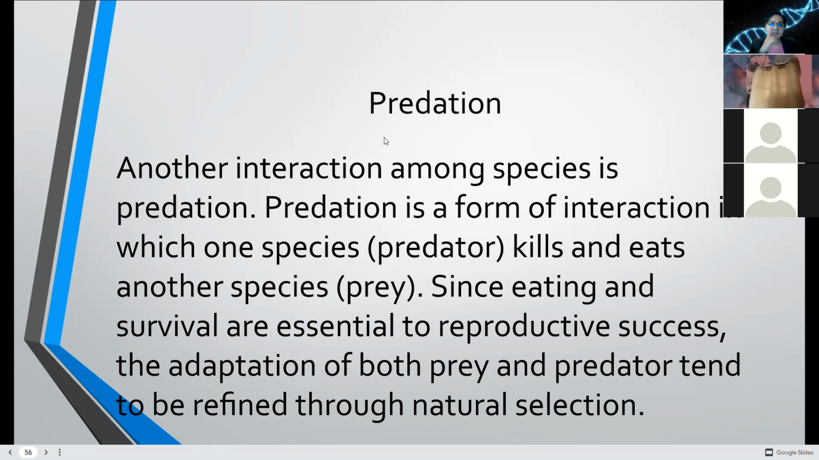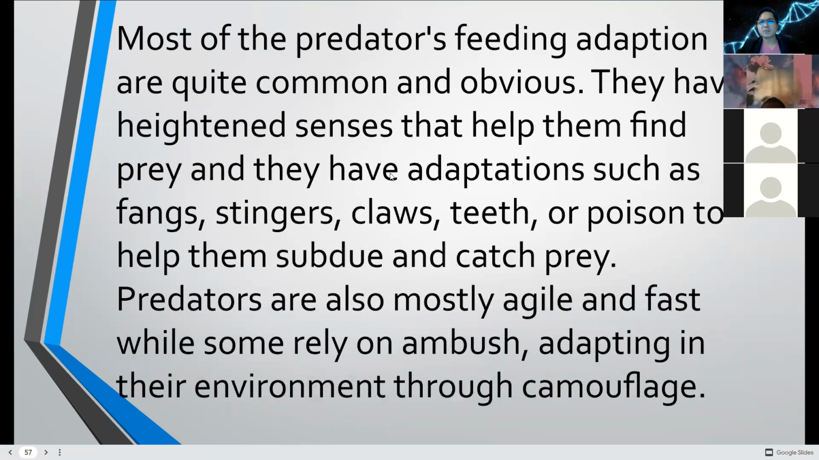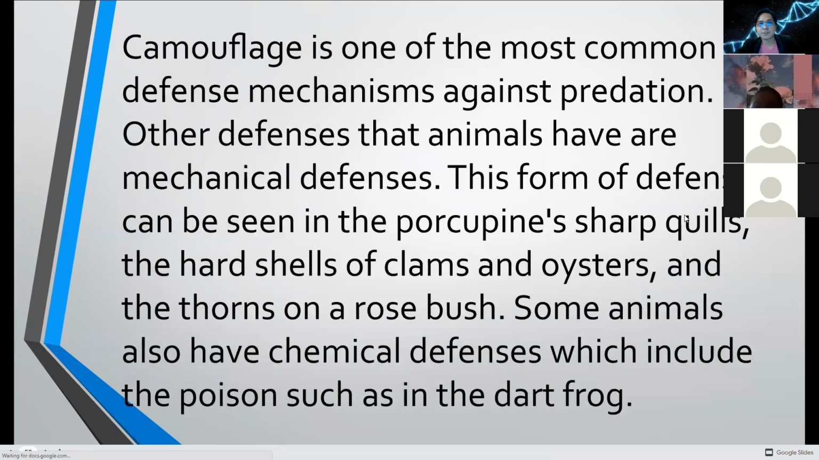Since the prey is being eaten by the predator, usually the prey has its own protection against the predator. Most of the predators' feeding adaptations are quite common and obvious. They have heightened senses that help them find the prey, and they have adaptations such as fangs, stingers, claws, sharp teeth, or poison to help them subdue and catch the prey. Predators are also mostly agile and fast, while some rely on ambush, adapting to their own environment through camouflage. These are the common ways of the predators.